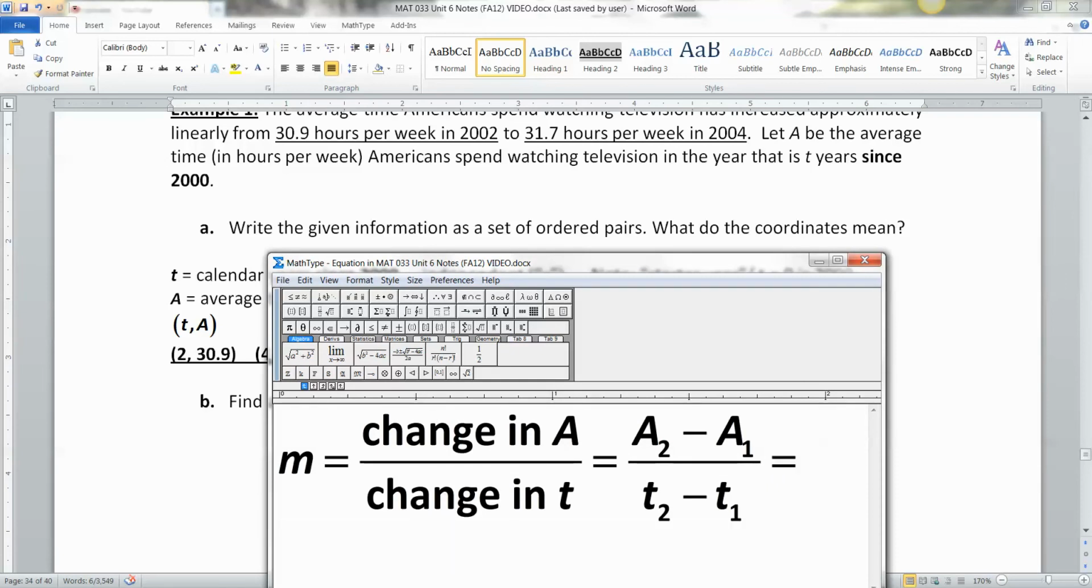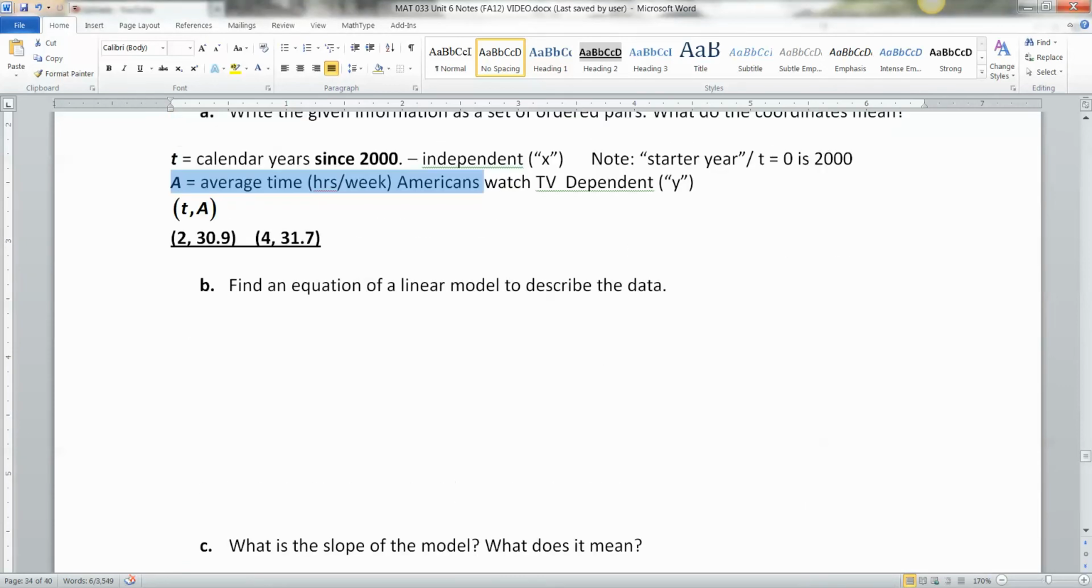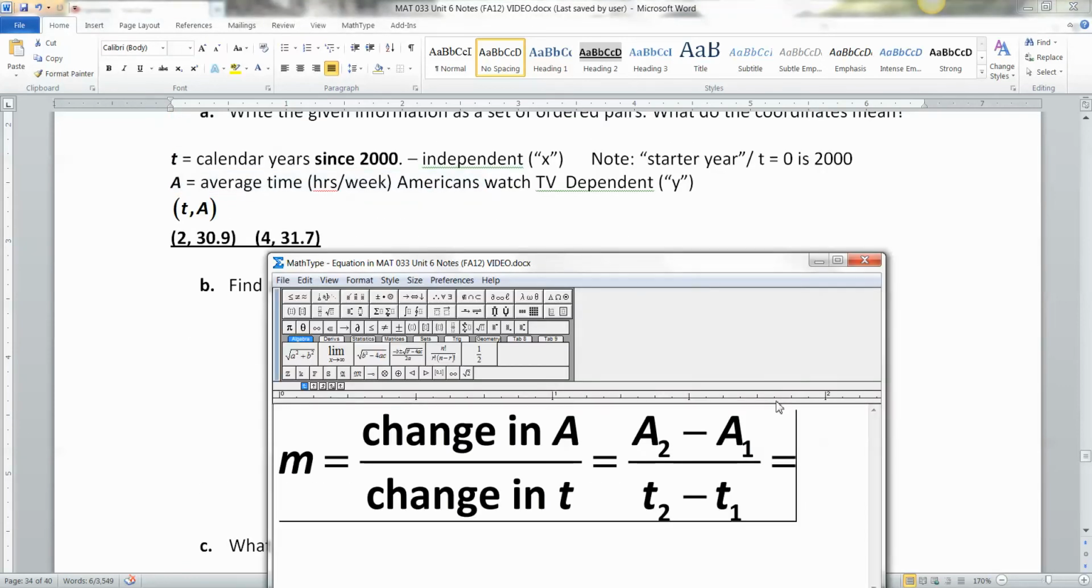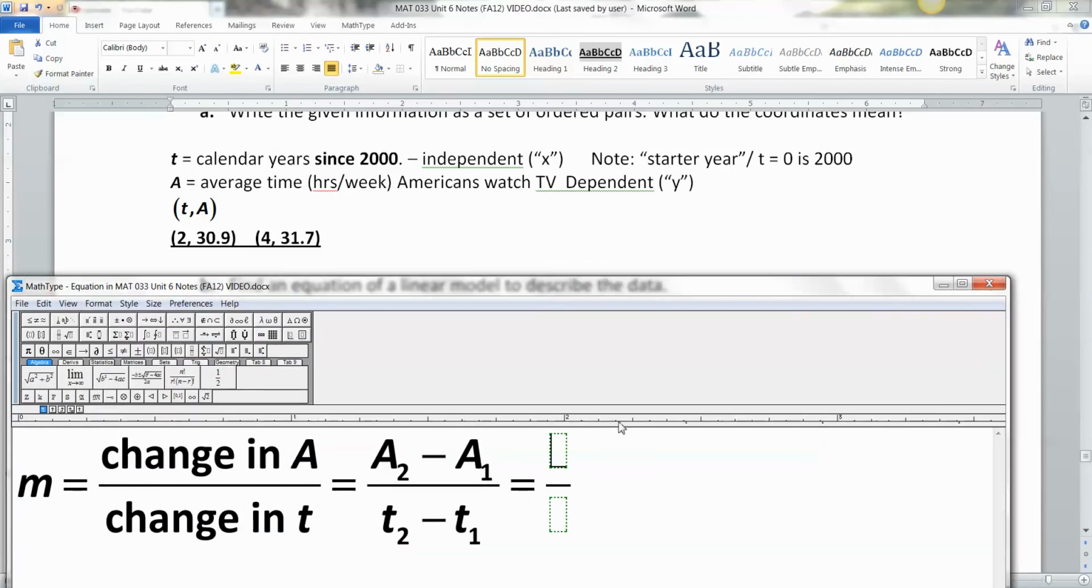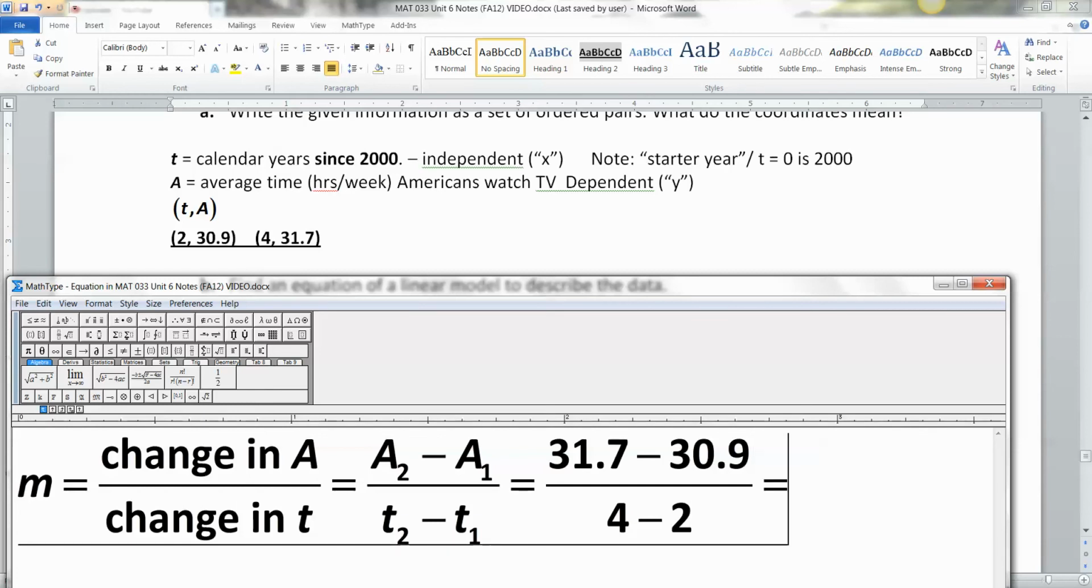Okay, so let's see how that looks. We need our variables. Oh, if only we had 2 points. There they are. So we have 31.7 as our a2. 31.7 minus 30.9 over 4 take away 2, which is equal to 0.8 over 2, which would be equal to 0.4. So there's our slope right there.